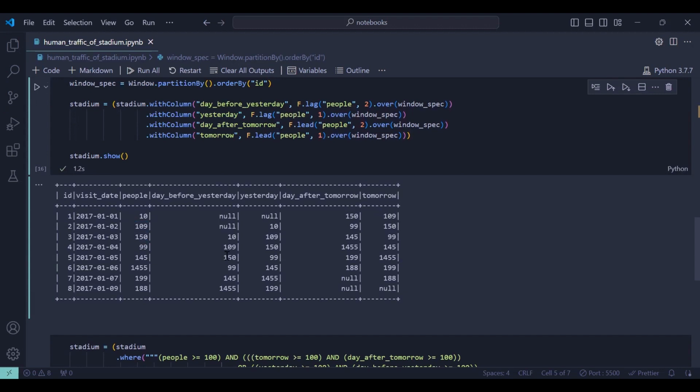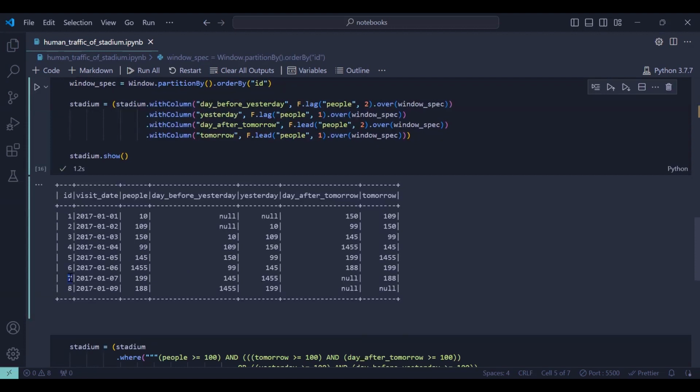Now, let's check for the valid condition. For the fifth, yesterday is 99. Day before yesterday is 150. Day after tomorrow is 199. And tomorrow is 1455. Okay. So this is how we are calculating.